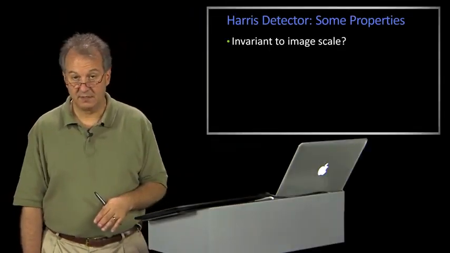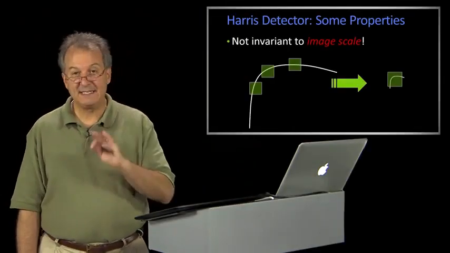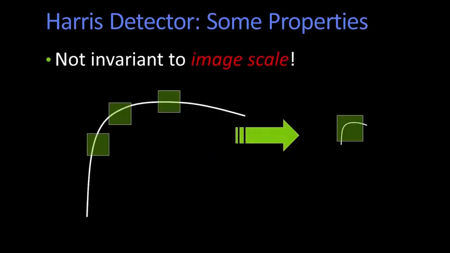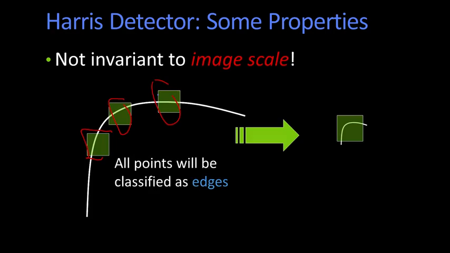What about change to scale? Well, what will be clear is it is not invariant to image scale. So here we have two different curves. Here I have my original curve like this, and here I've just zoomed out and I have a much tighter curve like that. And the little boxes here, those are meant to be the size of the window. And if you take a look at each one of these, all these points will be classified as being edges because essentially there's not much gradient in the directions parallel to the edge. But if I zoom out, this is now a very good corner.